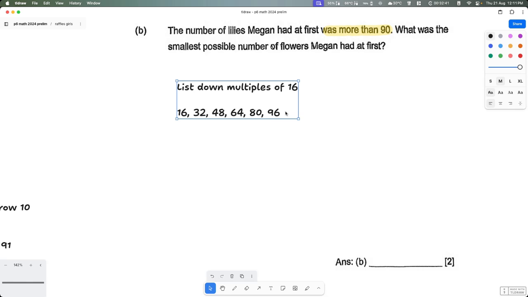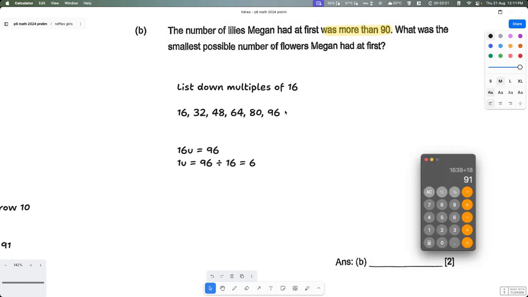Number of lilies, so 96. So that means 16 units is equal to 96. Then 1 unit is equal to 96 divided by 16, which should be 6, right? To double confirm, 96 divided by 16. Yeah, 6. Correct.